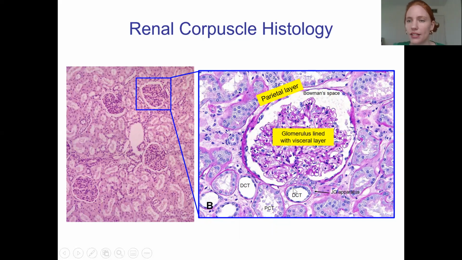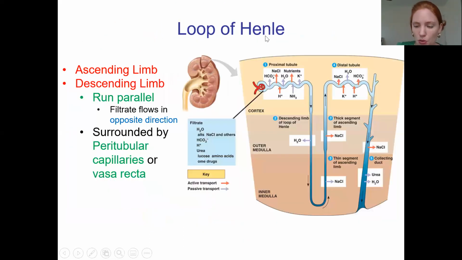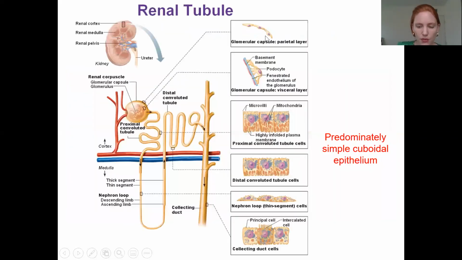Okay, where do we go next? From the renal capsule, we're going to go into the proximal convoluted tubule. Okay, so here we have the parietal layer, the renal capsule. Whoa, wait, no, we're going the wrong way. Parietal layer of the renal capsule. Then we're going to go into the proximal convoluted tubule.